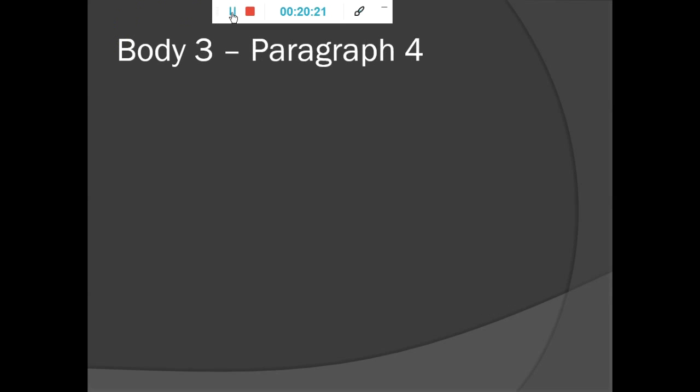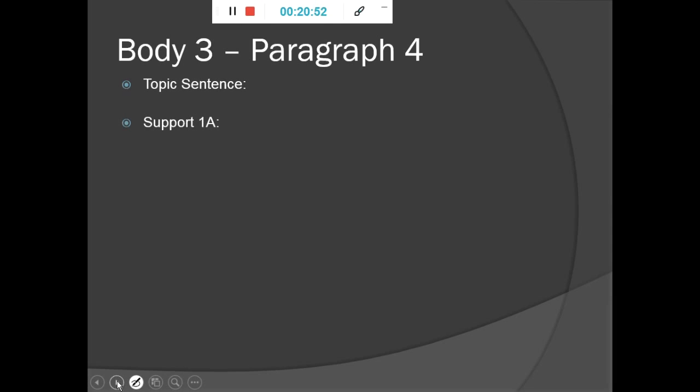Okay, let's have a look at the next body 3 paragraph. This would be paragraph 4 if you count the introduction, the first body, second body, and third body. This will be your 4th paragraph in your essay. All right, let's have a look at that. So we need a topic sentence again. So it's going to be the same exact formula. We need a topic sentence.